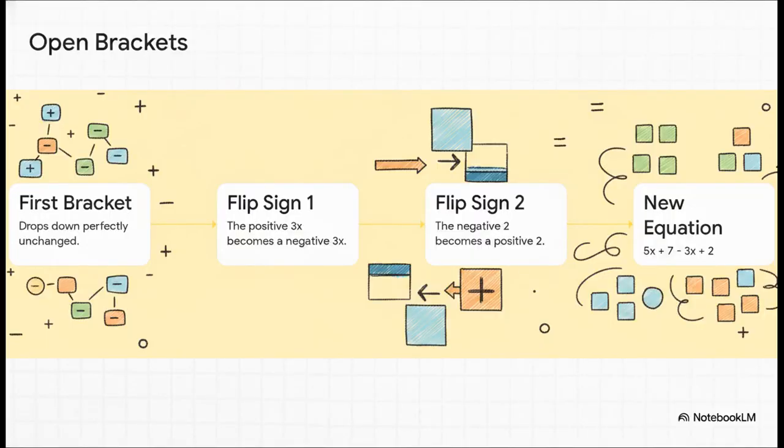Step 1, we open those brackets. Now the first bracket, the 5x plus 7, doesn't have anything in front of it, so it just drops straight down, completely unchanged. But that second bracket has a minus sign. Time for the sign flip. The positive 3x becomes a -3x, the -2 flips to a positive 2. So our brand new, much friendlier equation is 5x plus 7 minus 3x plus 2.